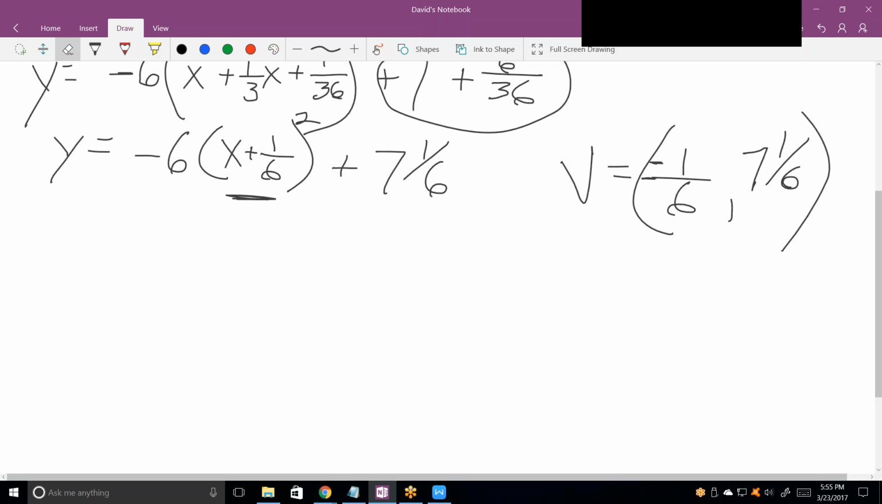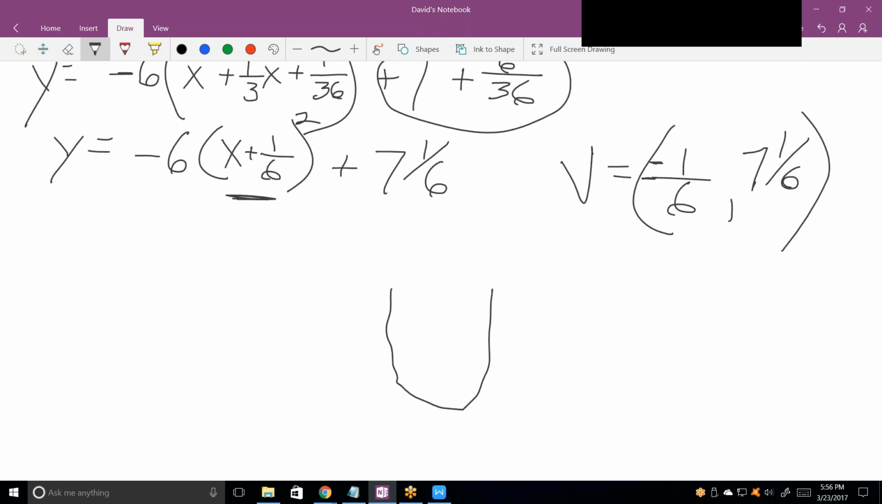Now, can you tell whether we're looking at a parabola that goes like this, or are we looking at a parabola that goes like that? Opening up or opening down? I would imagine opening up. If this a is positive, it opens up. If it's negative, it opens down. So here's the one we're looking at.